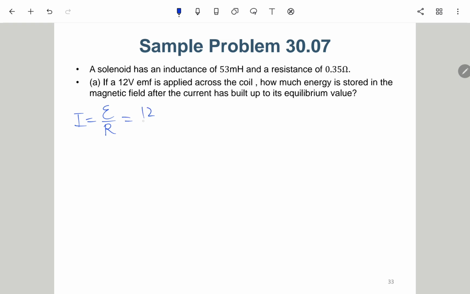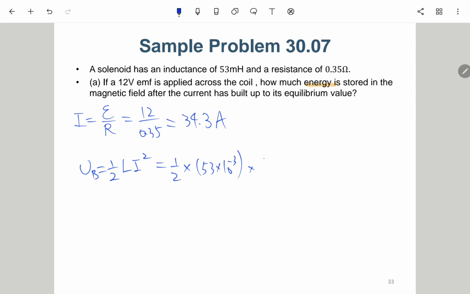Full current will be 12 over 0.35, which is 34.38. So this is the full current. Okay, so in that way, how much energy is stored in the B field? So the UB will be half of Li square. So half of 53 times 10 to negative third power and then times 34.3 square. So this is nothing but 31 joule.